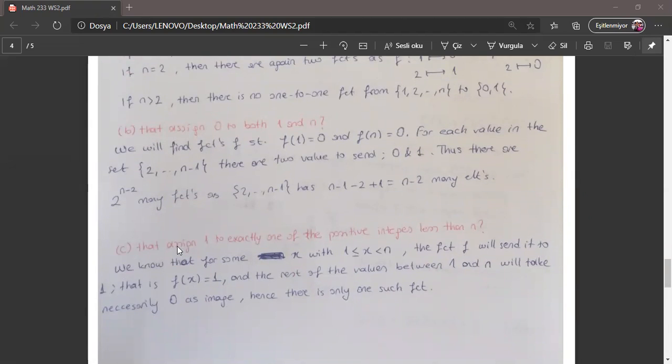Now we want, again, to compute the number of such functions which assign 1 to exactly one of the positive integers less than n. So for some fixed x, we know that f of x equals 1. And for the rest, for the values in here except x, we want them to have image 0, because only x takes the value 1. Okay, so there is nothing to compute. There is only one such function.